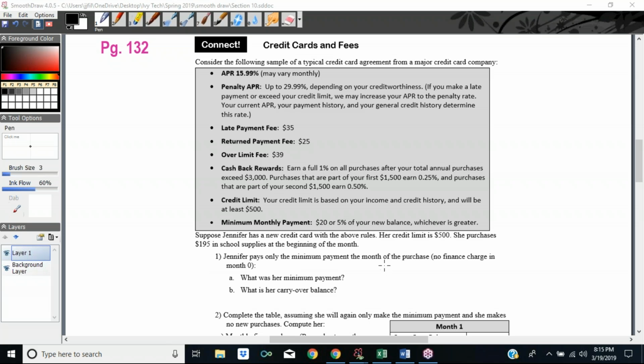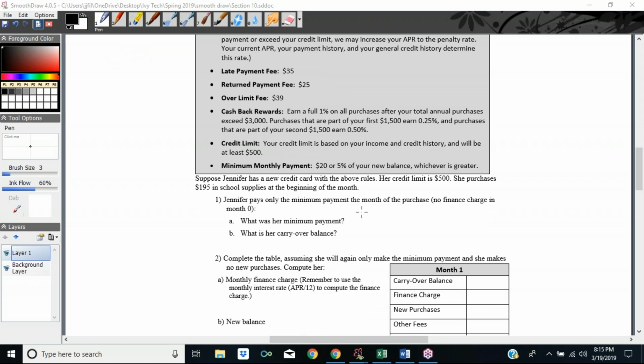Suppose Jennifer has a new credit card with the above rules. Her credit limit is $500. She purchases $195 in school supplies at the beginning of the month. Jennifer pays only the minimum payment the month of the purchase, so it says no finance charge in month 0. What was her minimum payment?